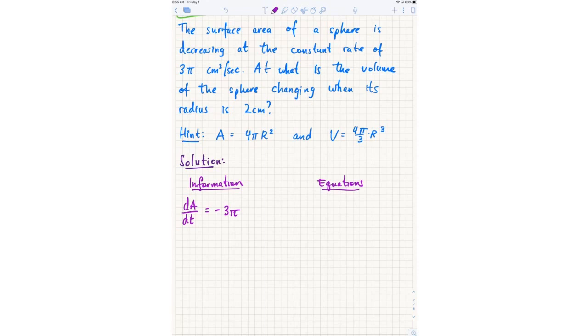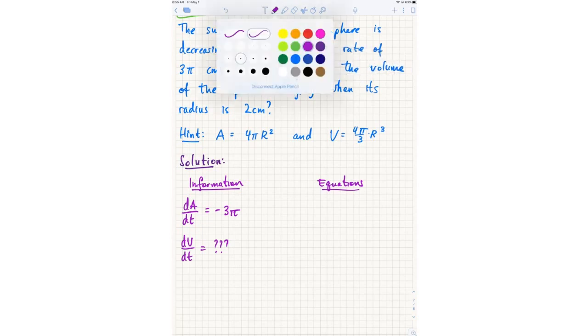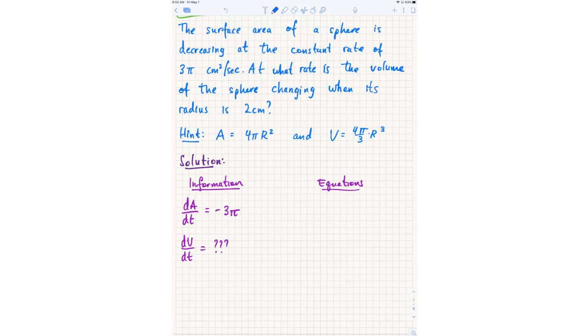Bianca says we need dV dt. So how I usually write this, I say dV dt equals what. The question is, at what rate is the volume of the sphere changing? I meant to say at what rate is the volume, but I think everyone understood that. And I want to know that when r equals 2. So I think that's it for the information: the first sentence, the 3 pi, that's done, and then the question itself and the 2 centimeter radius. All the information is there.